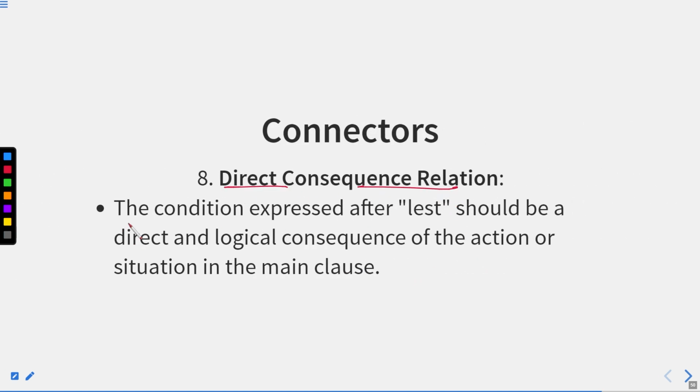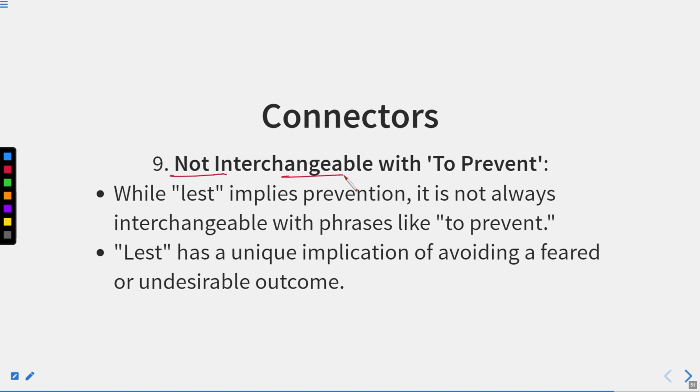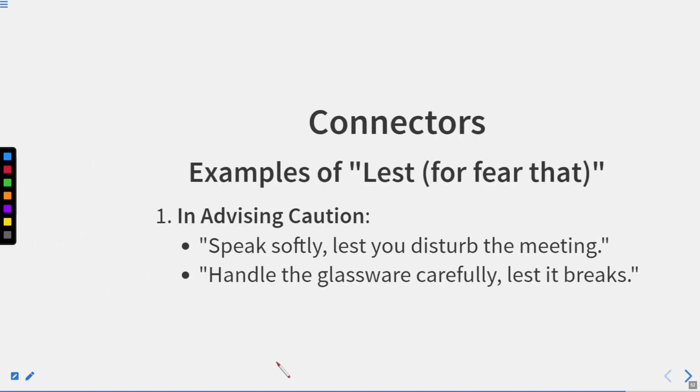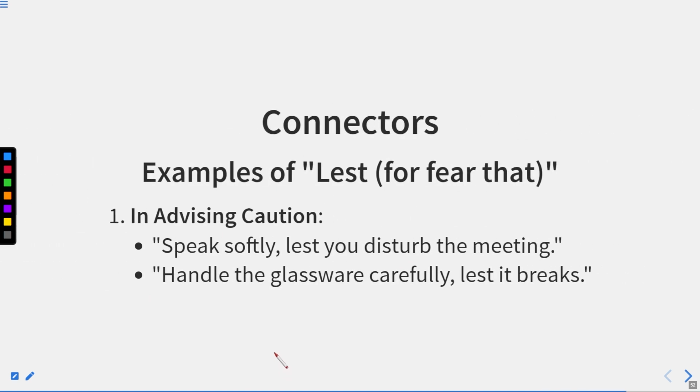Now, direct consequence relation: the condition expressed after lest should be a direct and logical consequence of the action or situation in the main clause. It means it should be the result of what is given in the main clause. The condition should be relevant or associated with the action that is given in the main clause. Not interchangeable with to prevent. While lest implies prevention, it is not always interchangeable with phrases like to prevent. Lest has a unique implication of avoiding or fearing an undesirable outcome. So it cannot be substituted with the word or phrase to prevent.